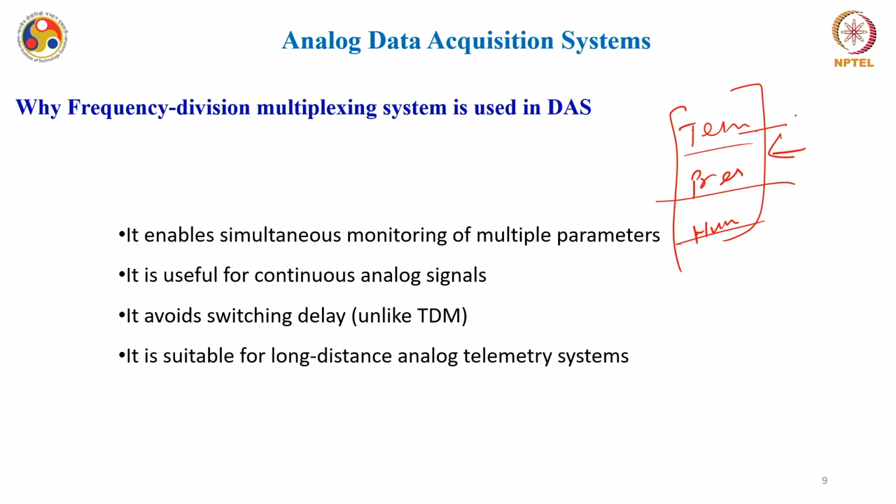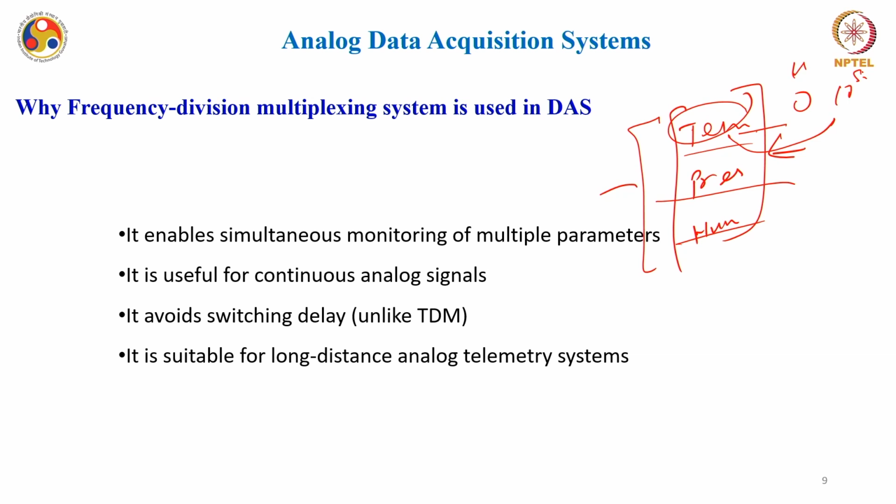a single channel, and say at 0th time I have obtained the temperature data, and then I have to wait for 10 seconds to get another temperature data. But here I can monitor all these three together. So this FDM makes it possible to monitor several data at one time. It is useful for continuous analog signals. It avoids any switching delay like we have seen in the TDM.